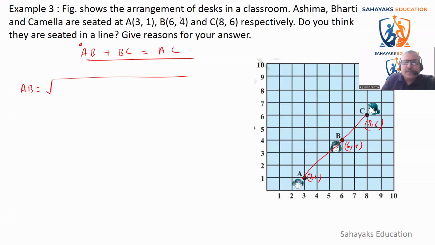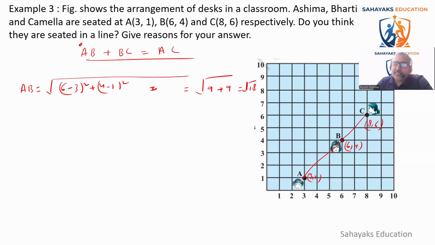This is square root of 6 minus 3 whole square plus 4 minus 1 whole square. And that comes out to be 6 minus 3 is 3, 3 square is 9, plus 4 minus 1 is 3, 3 square is 9. Square root of 18. So this distance is square root of 18, which I can also write as 3 root 2. So I can write this distance as 3 root 2 here.